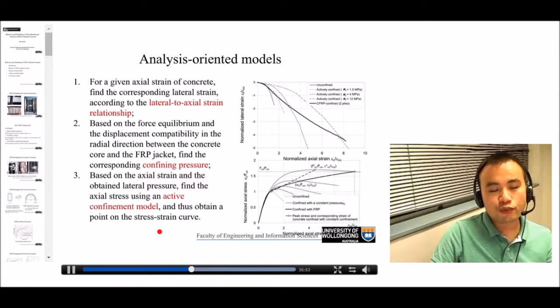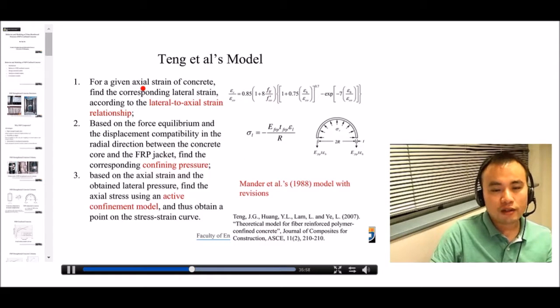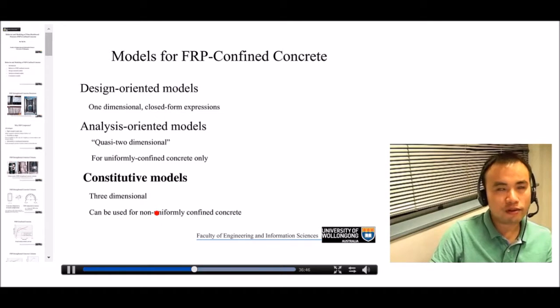So just now we saw the general procedure for most analysis-oriented models, and in particular, for the model proposed by Teng's group in 2007, what they use is this equation for the lateral to axial strain relationship. But we said this equation not only works for actively confined concrete, but also works for FRP-confined concrete. And for the second step, they use this force equilibrium to find the relationship between the hoop strain in the FRP and the confining pressure. And for the third step, we said we need a model for actively confined concrete. So in this model, they choose the very well-known model developed by Mander's group in 1988. So with these three key components, this model can predict very well the axial stress-strain curve of FRP-confined concrete and the lateral expansion curve.